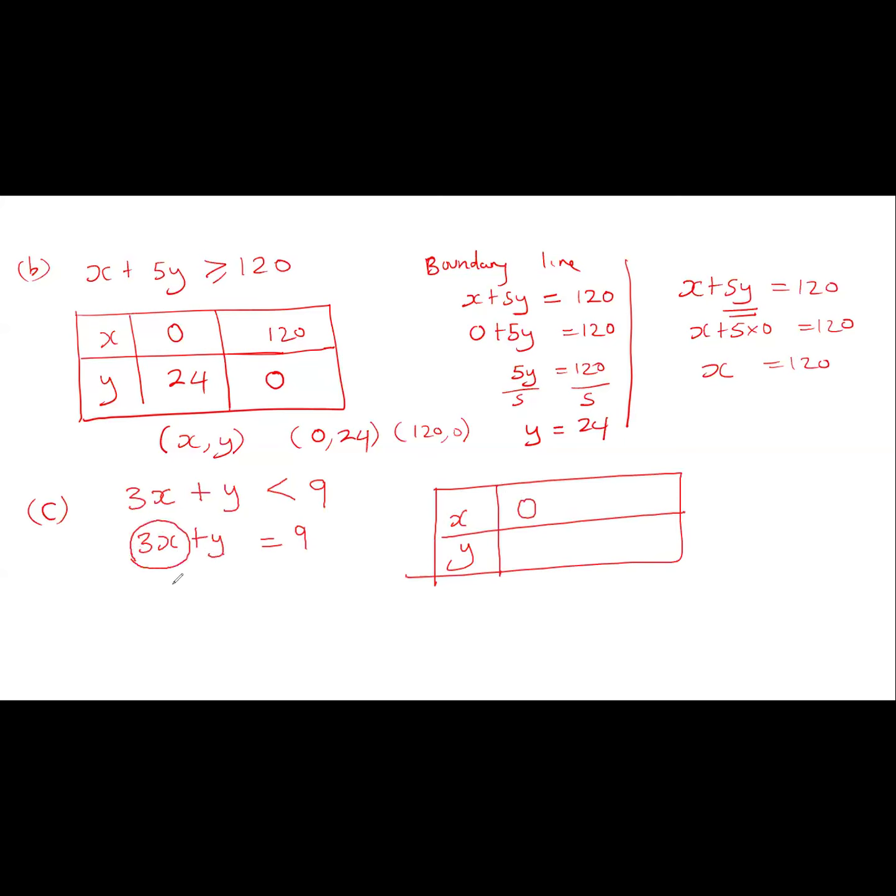So you remain with y. So I will say 3 times 0 plus y is equal to 9. So I'll have my y is equal to 9. So here I'll have 9.